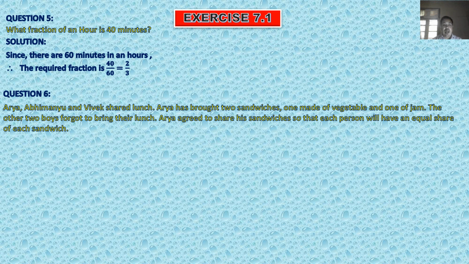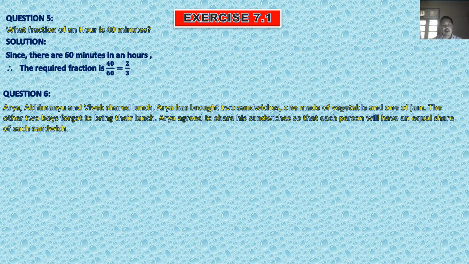Arya has bought two sandwiches, one made of vegetables and one made of jam, for himself. But Avenu and Vivek did not bring lunch, so they are getting lunch from Arya, and Arya shares among these three friends. Arya shares the two sandwiches equally among them. So yes, he agreed to share his sandwich so that each person will have an equal share of it.